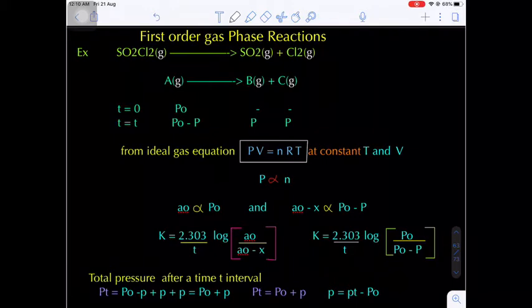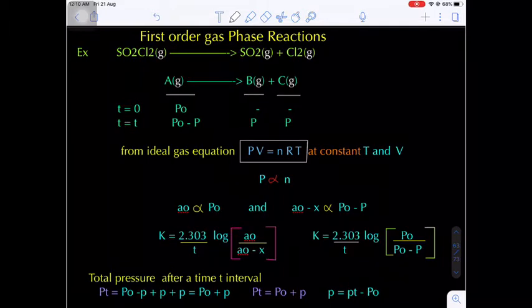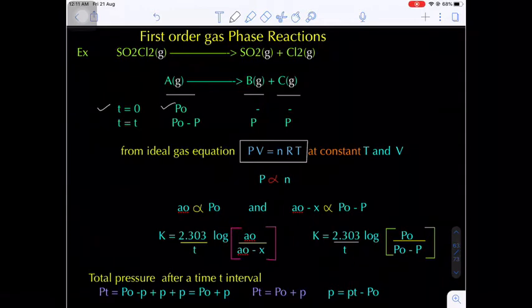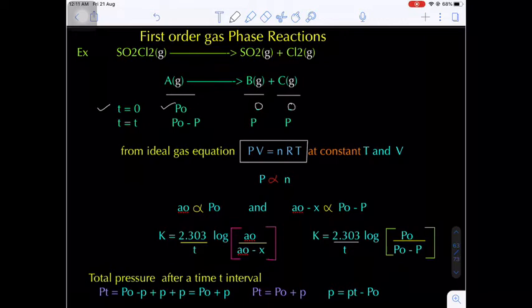Now I am taking a general example. A gives B plus C. All these substances are gaseous substances, and the stoichiometry is 1:1:1. Let's suppose initially at time T0, what is the partial pressure of reactant A? P0. And the partial pressure of product B? 0, and C also 0, because initially only reactant will be present. That's why P0 will be the initial partial pressure of the reactant.